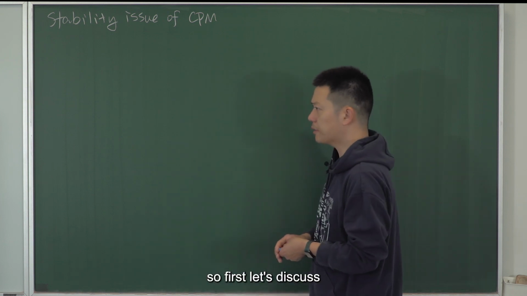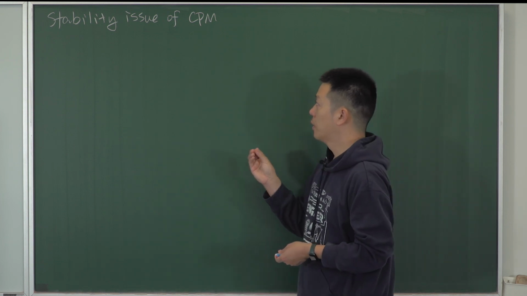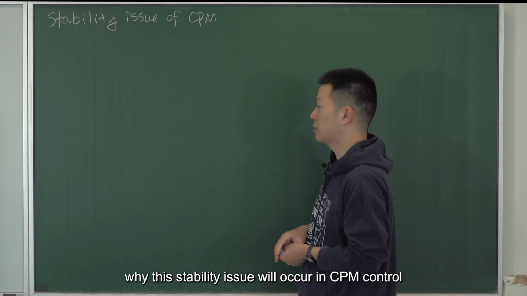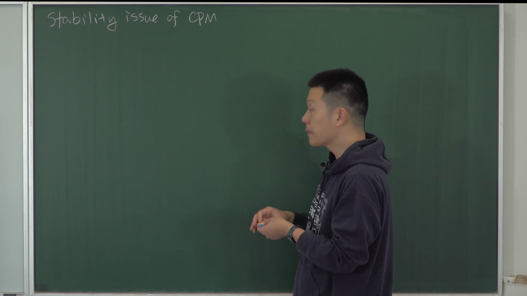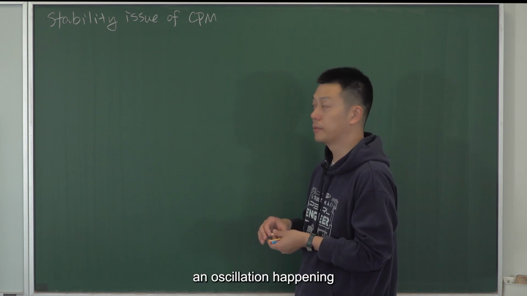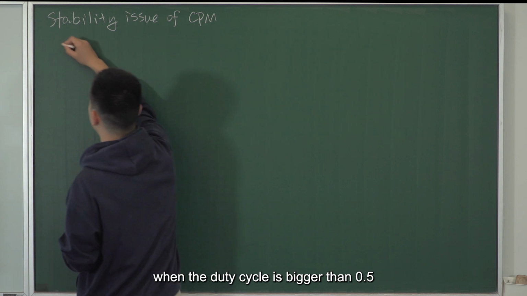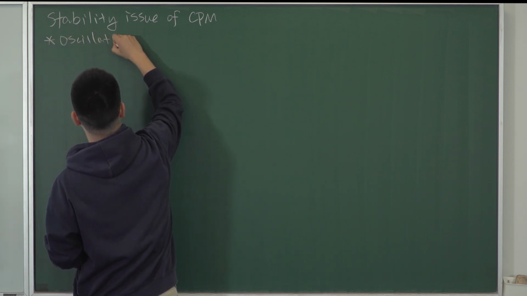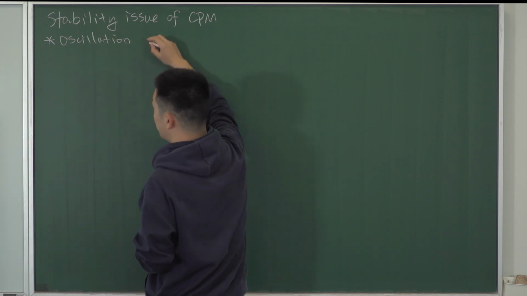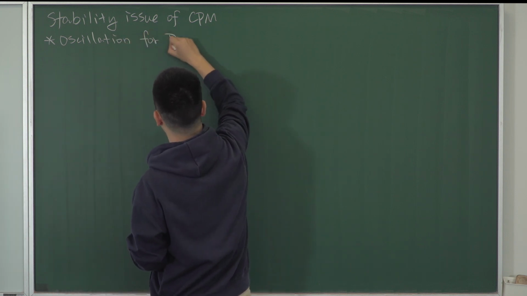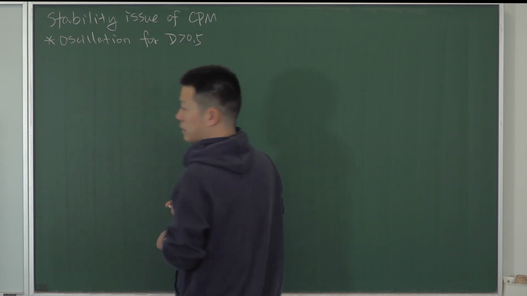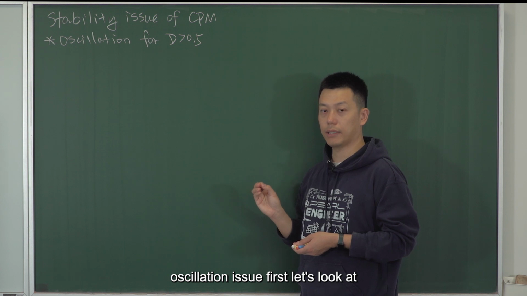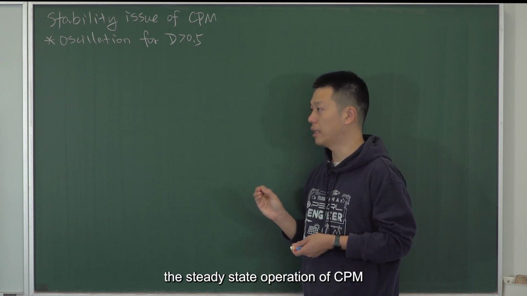So first, let's discuss why this stability issue will occur in CPM control. Basically, there will be an oscillation happening when the duty cycle is bigger than 0.5. Before we talk about the oscillation issue, first let's look at the steady state operation of CPM.